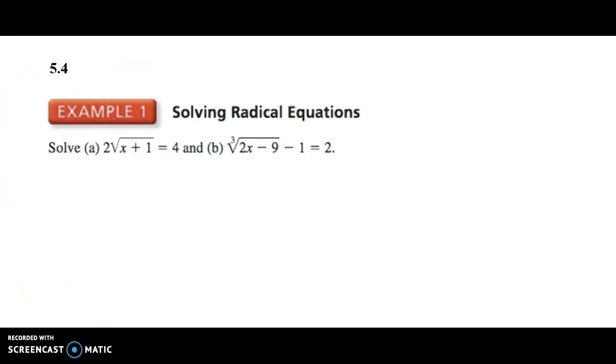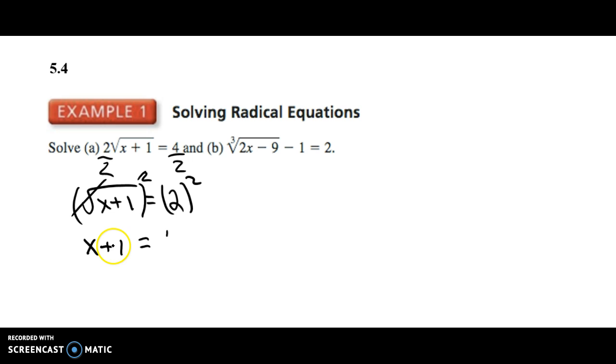5.4. Let's begin with 1a, and step 1 is we need to get the radical by itself, so I need to get rid of the 2. So all I can do is divide both sides by 2, so now the radical is by itself. Next, we need to get rid of a square root, and you can do that by raising both sides to a power of 2. A square and a square root will cancel each other out. Solve: x plus 1 equals 4. Then solve for x like you would normally, and you get a solution of x equals 3. You should always then plug in 3 and check to make sure your answer works.